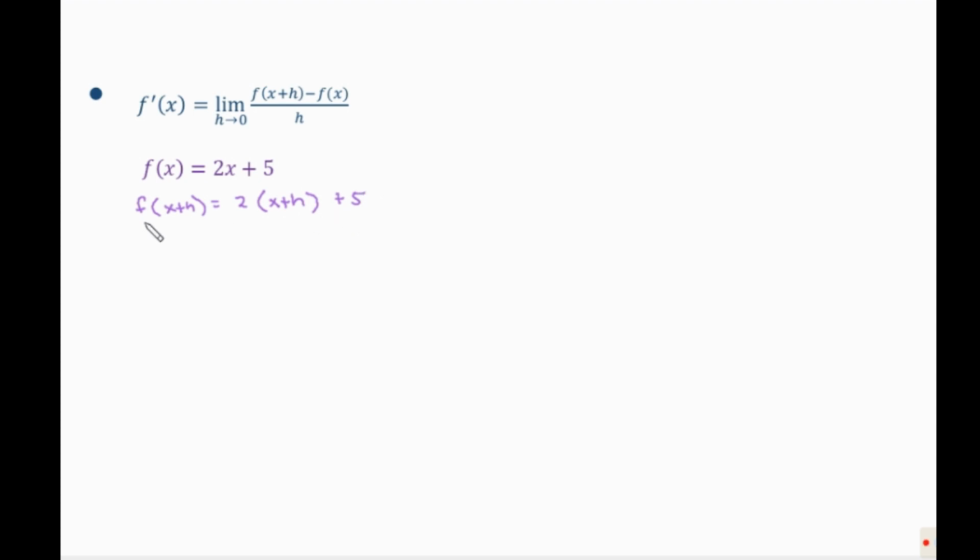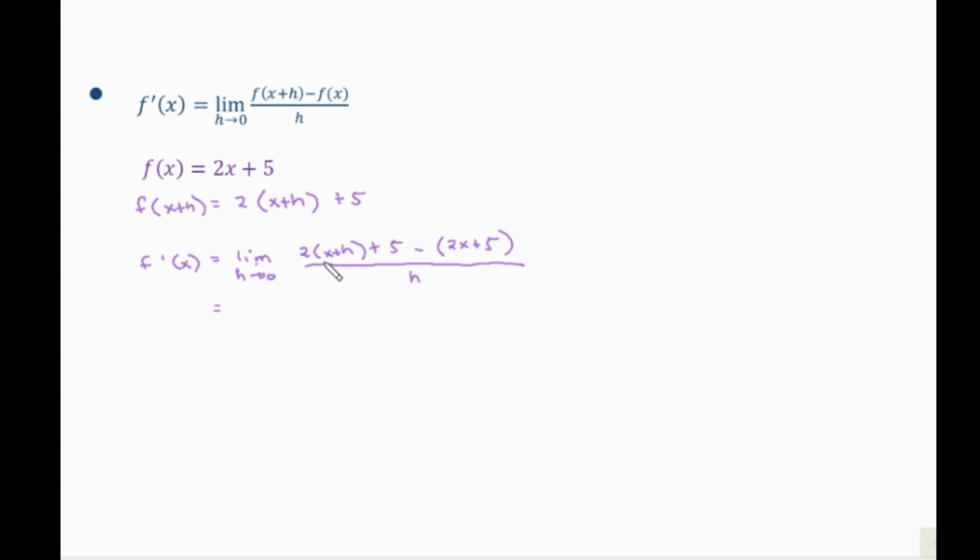Now that we already have the value of f of x plus h, let's find the first derivative by substituting our values to the formula. So the limit of the function 2 times x plus h plus 5, this is in place of f of x plus h, minus our original function 2x plus 5, as h approaches 0, of course. And for the denominator, it is h.